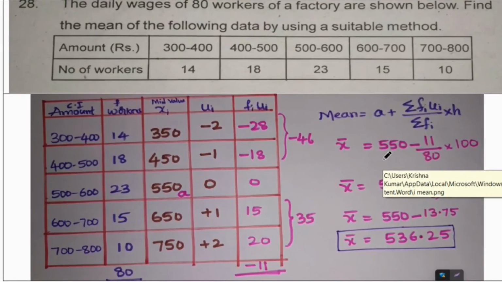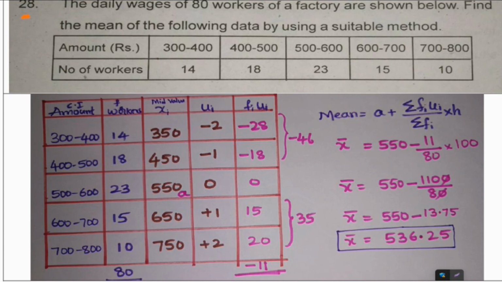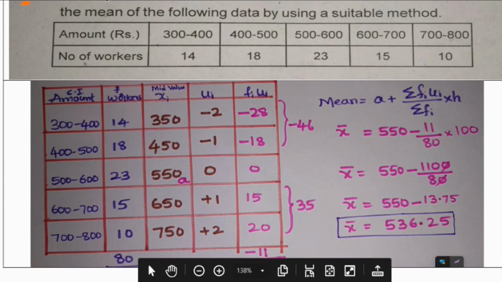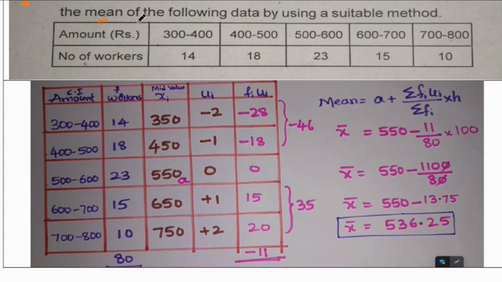Moving on to the 28th question. 28th question is a question from statistics, students. This is one of the important questions in board exam. Sometimes they may ask mean, sometimes median and mode. In this particular exam, mean is asked. Formula to find mean is A plus sigma Fi ui by sigma Fi into H, which is the formula for step deviation method. So to find the mean using step deviation method, we require 5 boxes.